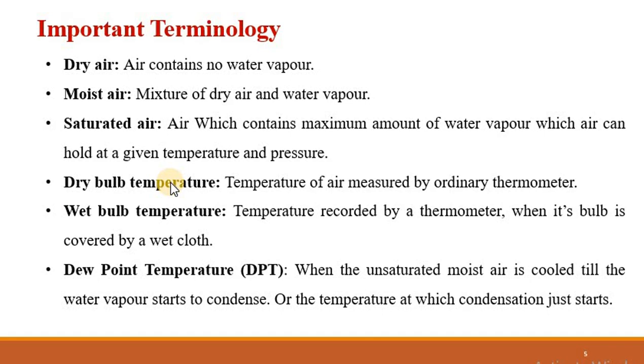Dry bulb temperature, also abbreviated as DBT, is the temperature of air measured by an ordinary thermometer. The normal room temperature measurement methodology is the dry bulb temperature, while the wet bulb temperature, WBT, is the temperature recorded by a thermometer when its bulb is covered with a wet cloth and some of the water is allowed to evaporate. And the DPT, dew point temperature, is the temperature when the unsaturated moist air is cooled till the water vapor starts to condense. The temperature at which condensation just starts is known as dew point temperature.